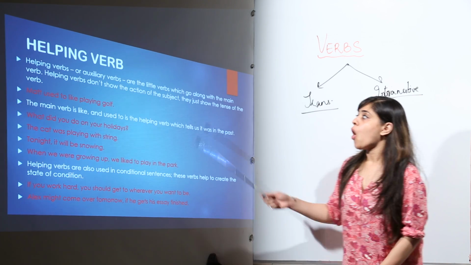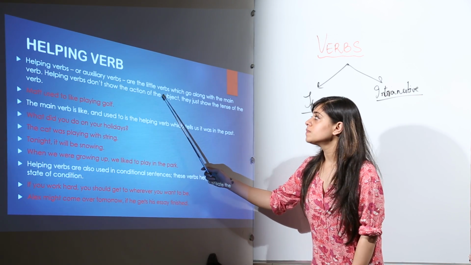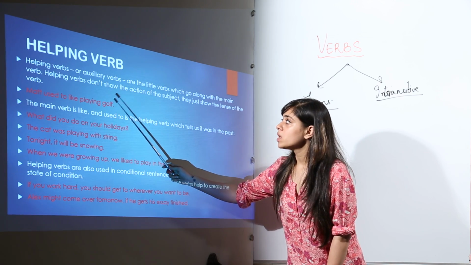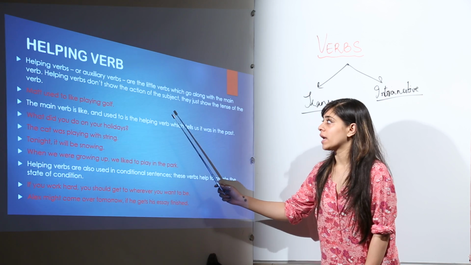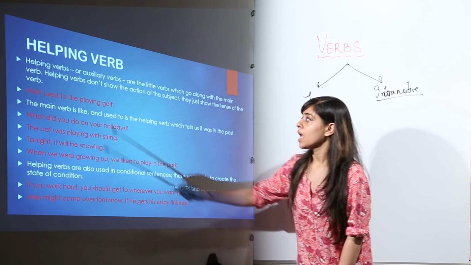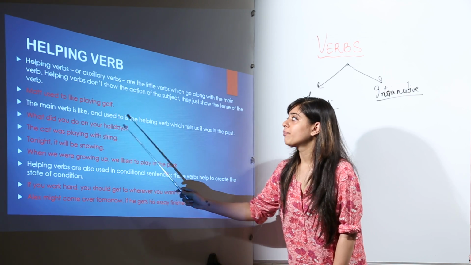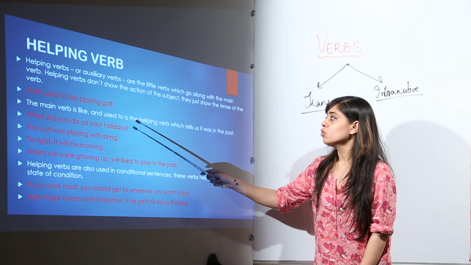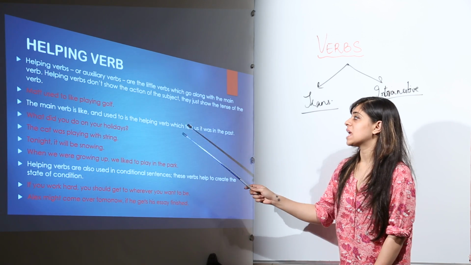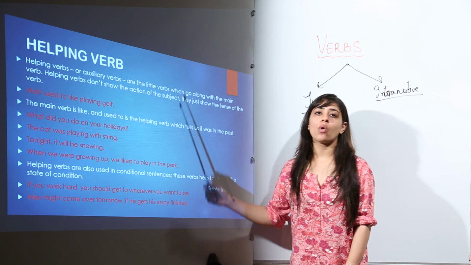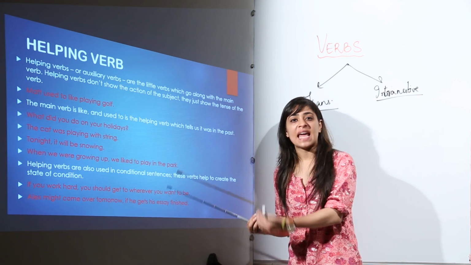Helping verbs or auxiliary verbs are the little verbs which go along with the main verb. Helping verbs don't show the action of the subject, they just show the tense of the verb. For example, Matt used to like playing golf. The main verb is like, and used to is the helping verb which tells us it was in the past. So basically, helping verbs define the tense of the verb.